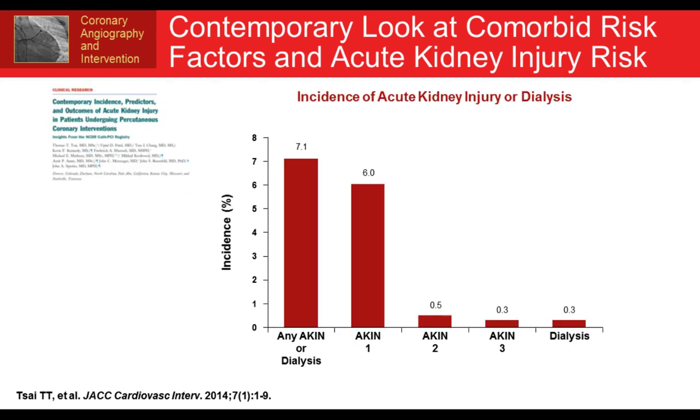So here are the findings of Tsai and colleagues. We can see that if we look at any acute kidney injury or a need for dialysis, the risk was about 7.1%. And we can look then at the varying degrees of severity of AKI using the AKIN criteria, and the risk of dialysis, which was quite low at 0.3%. So these are the more contemporary data, in some sense mirroring a lot of what Dr. Mehran's group found, but providing an updated serum creatinine cutoff.